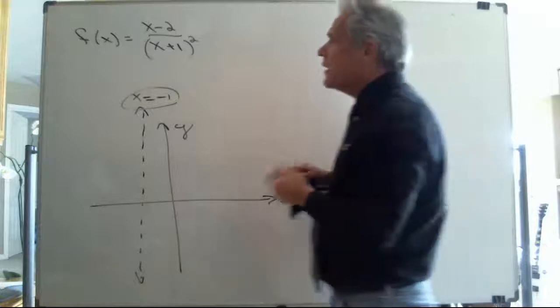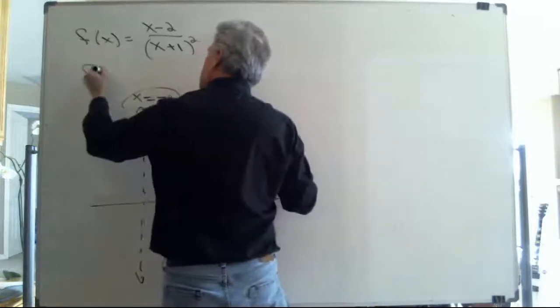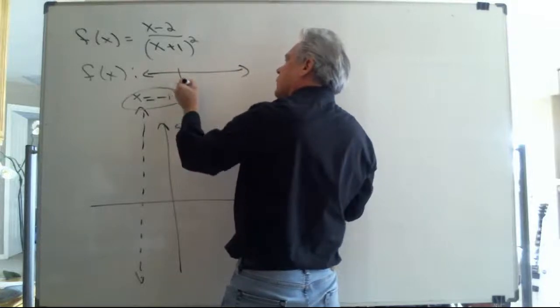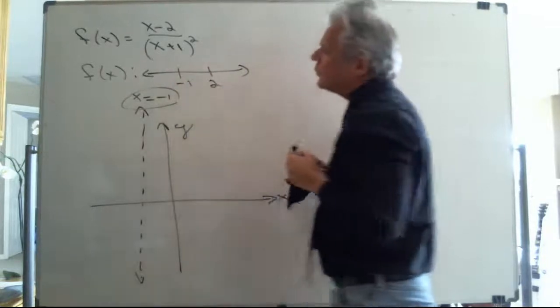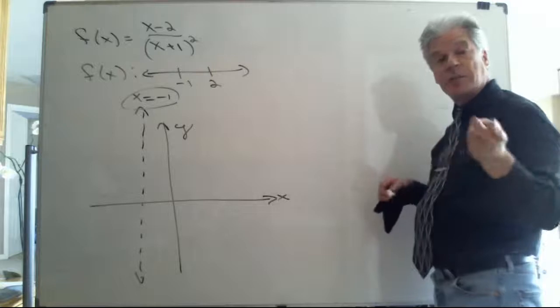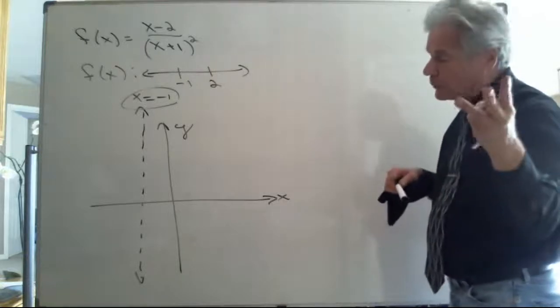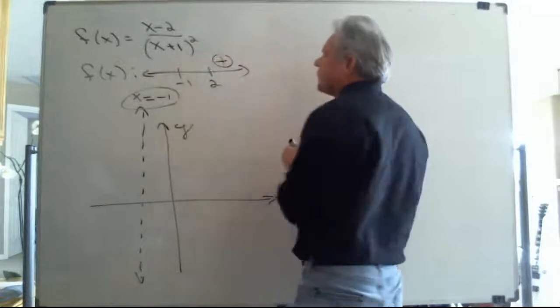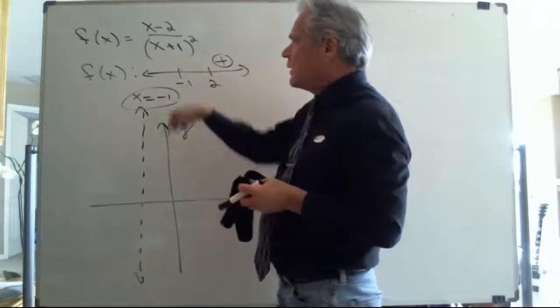And if I were to build a sign graph for the y values, here's a number line, and I'll plot the zeros of both my denominator and my numerator. Those two real numbers subdivide the real number line into 2 subintervals. Well, 3 subintervals, excuse me. I'll check them. If x is a billion, clearly everything's positive.